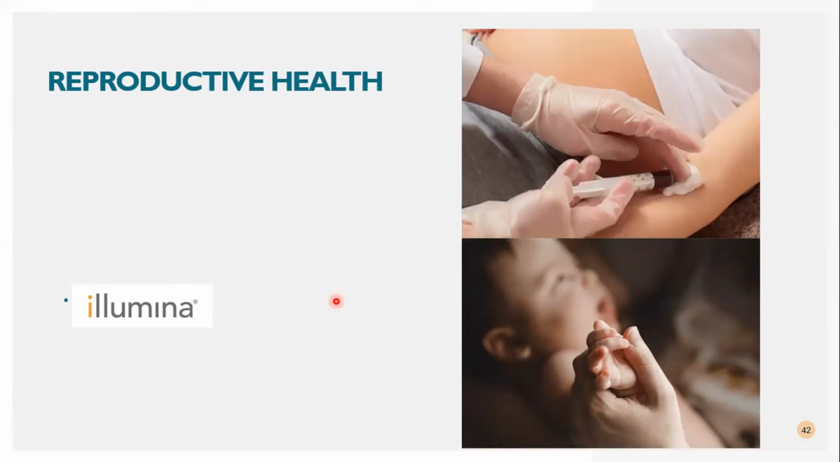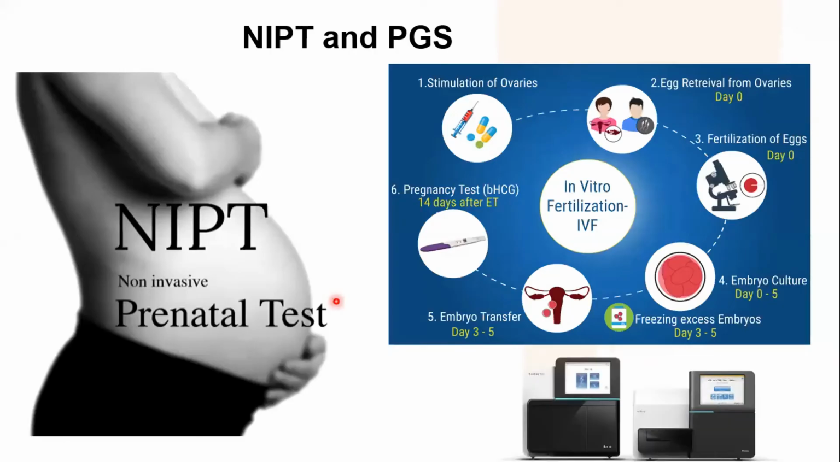Reproductive genetic health is one thing which I initially mentioned, like how it is being utilized for NIPT and PGS. What you would be needing is a small scale sequencing platform like MiSeq or MiniSeq. That could be utilized, and these are the small scale applications.